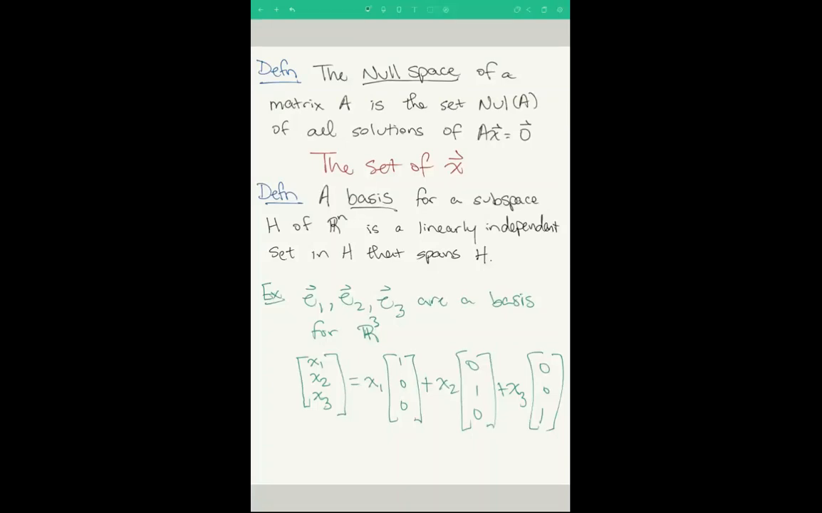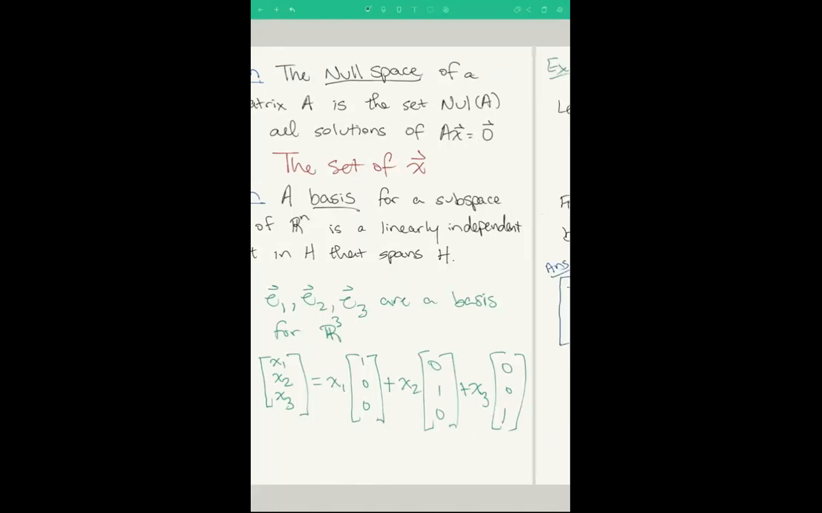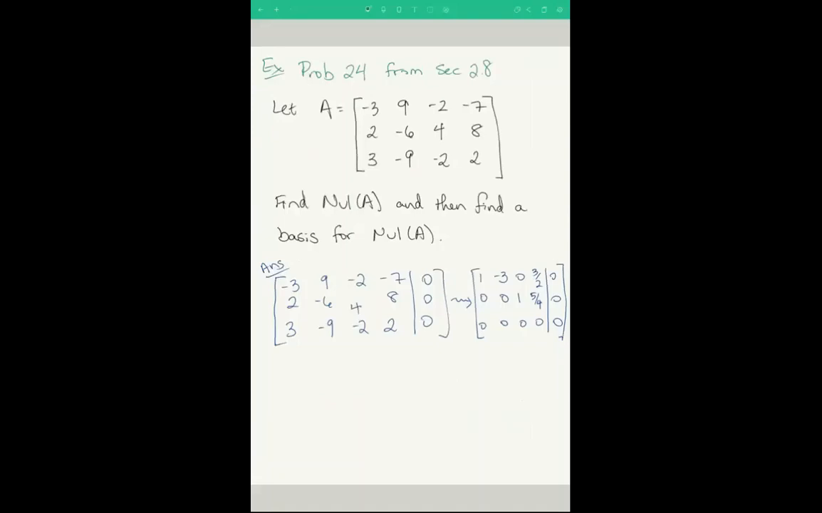Okay, so let's combine the null space and the basis to answer a problem out of the textbook. So this is problem 24 from section 2.8. So we're going to look at this matrix A, and our question is, what is the null space of this? And then what is the basis for that null space?